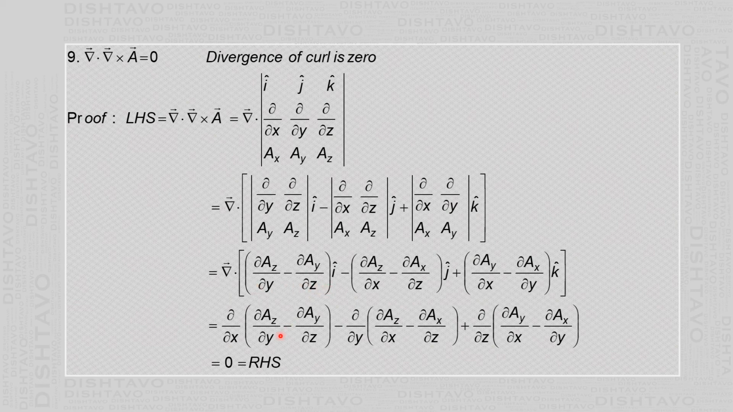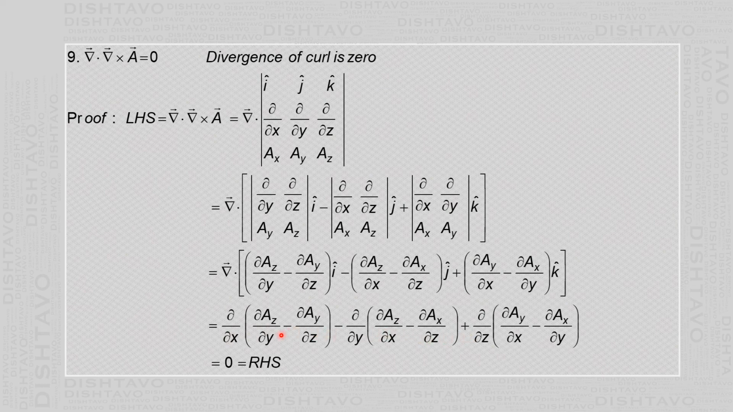this first component comes here, ∂Az/∂y minus ∂Ay/∂z. Then the second component comes as a multiple of ∂/∂y, which is ∂Az/∂x minus ∂Ax/∂z. Then the third component of the second vector comes here as a multiple of ∂/∂z, which is ∂Ay/∂x minus ∂Ax/∂y. Then differentiate this partially. Open the bracket. So differentiate each of these terms.